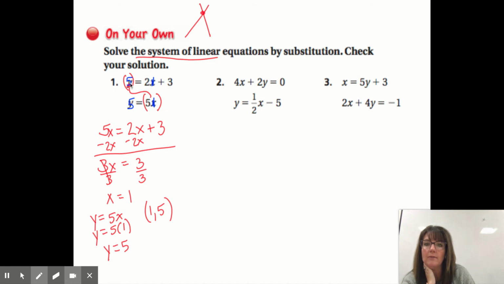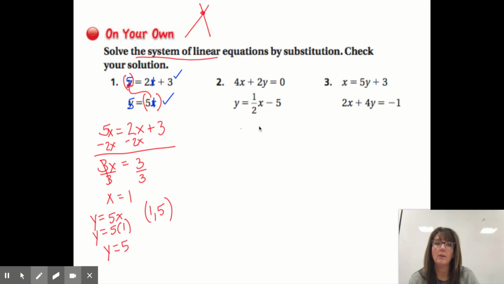Is 2 plus 3 5? Yes. Is 5 equal to 5 times 1? Yes. Okay. So that's a really important step because if you made a mistake somewhere, that's one way you could find it, because it's not going to be true for both equations.